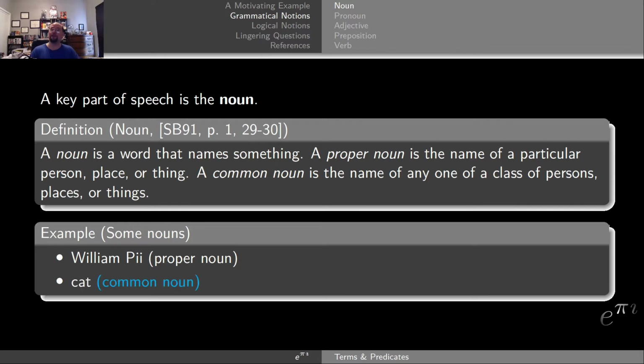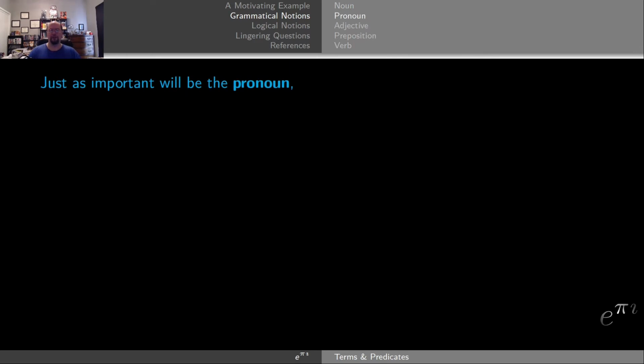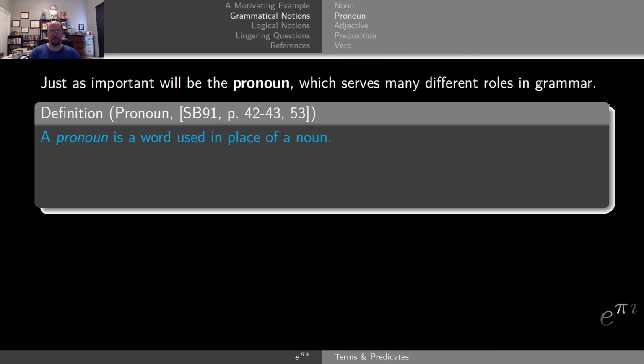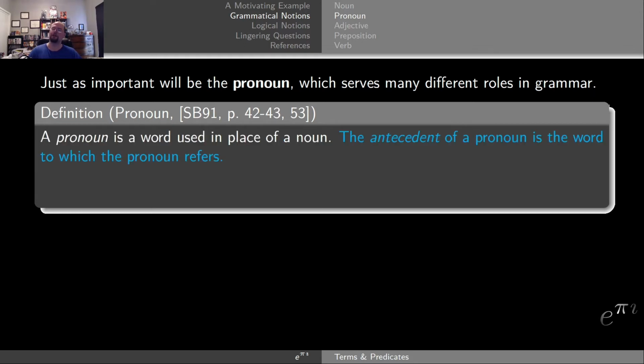Consequently, this is a common noun because it could refer to any of those individuals. Just as important will be the pronoun, which actually serves many different roles in grammar. At its simplest, a pronoun is a word that is used in place of a noun. Since it replaces something else, the thing it replaces is known as the antecedent. The antecedent of a pronoun is the word to which the pronoun refers.